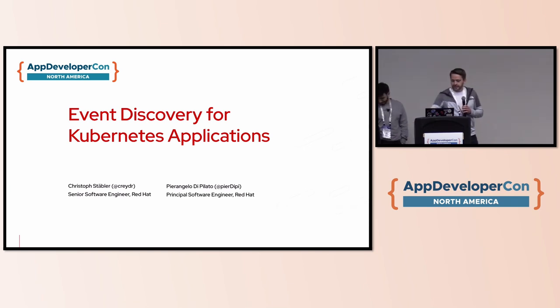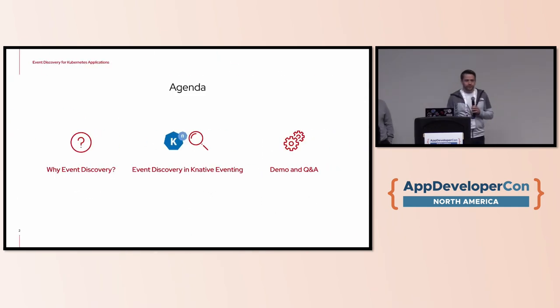So let's see what we have in the agenda for today. First, we talk about event discovery in general. What is it, why is it helpful, and why you probably want it? Then we show you how event discovery is done with an example of Knative Eventing. And as this is a lot of theory, Pierangelo prepared a nice demo where we show you how event discovery looks in action. And at the end, we hopefully have some time left for your questions.